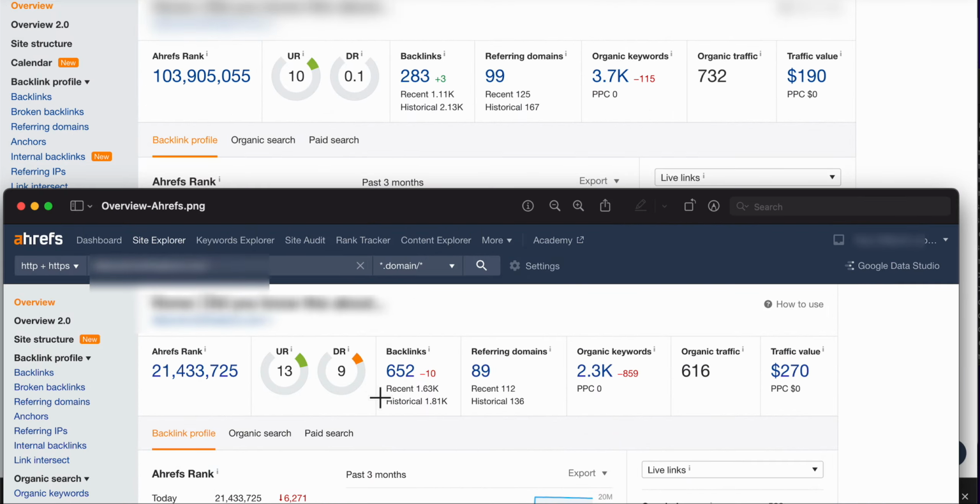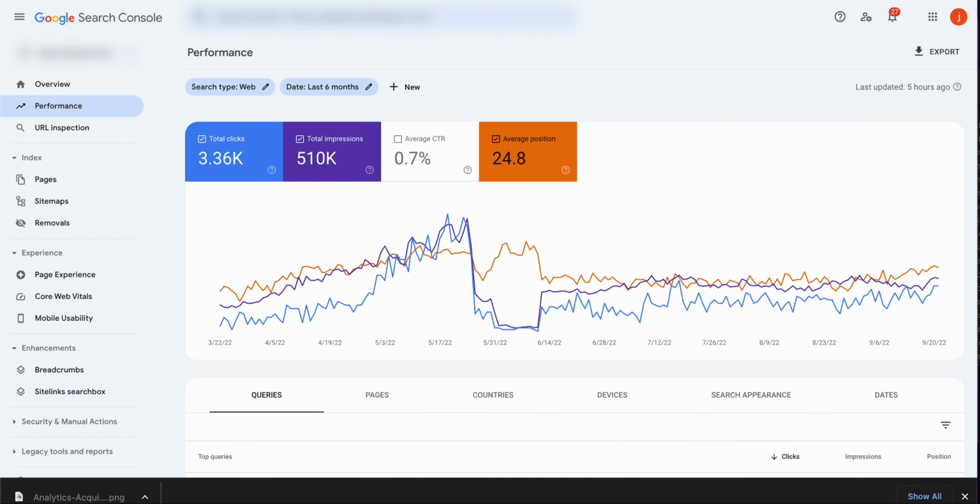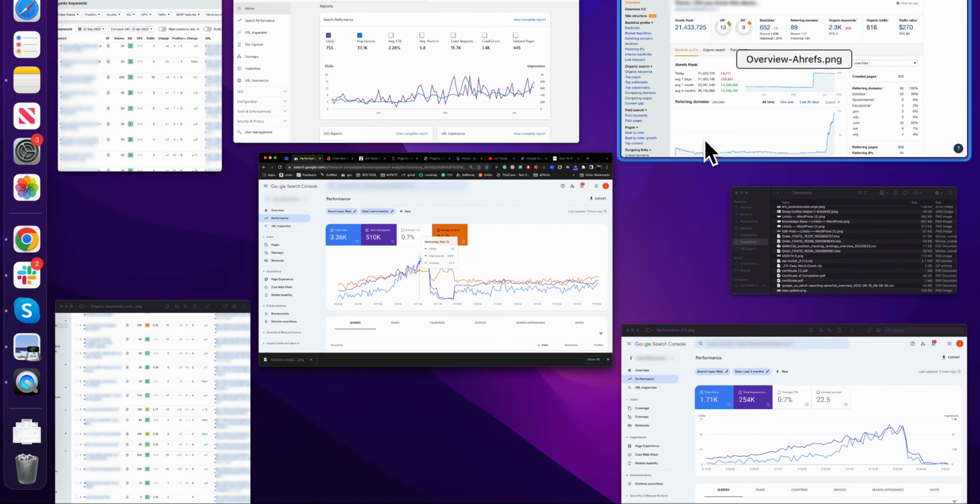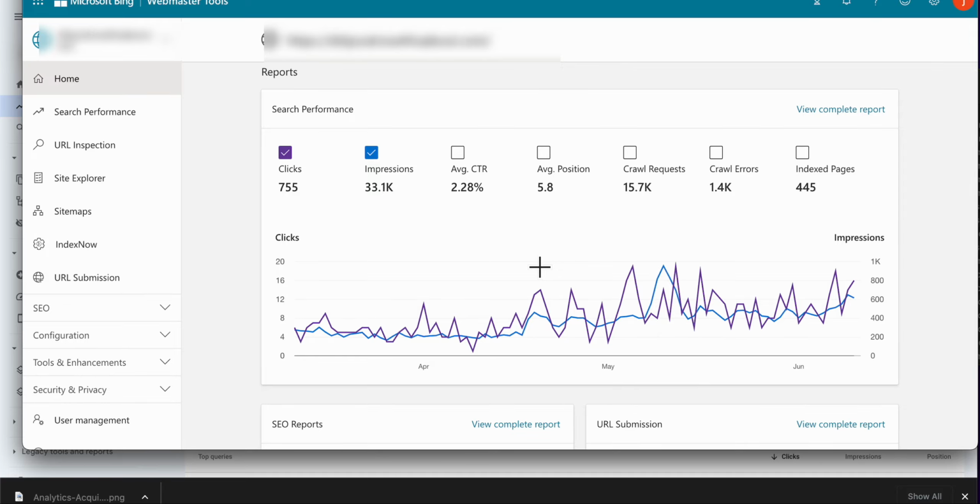And here's Ahrefs data. This is before I got hit in May. Oh yeah, that was a May update, right? Yeah, we had a May update.